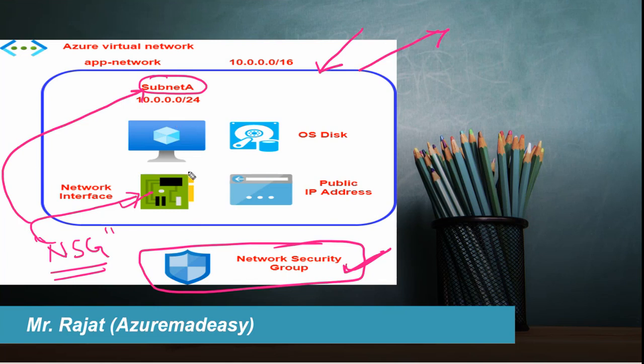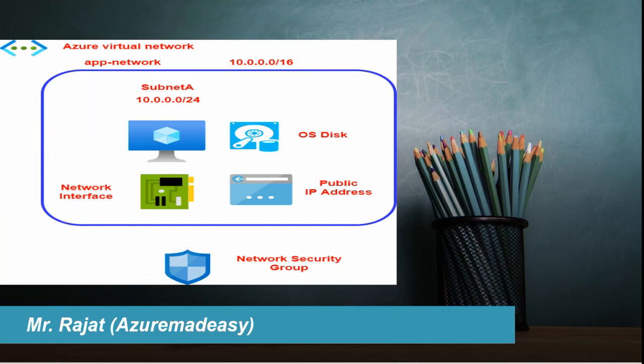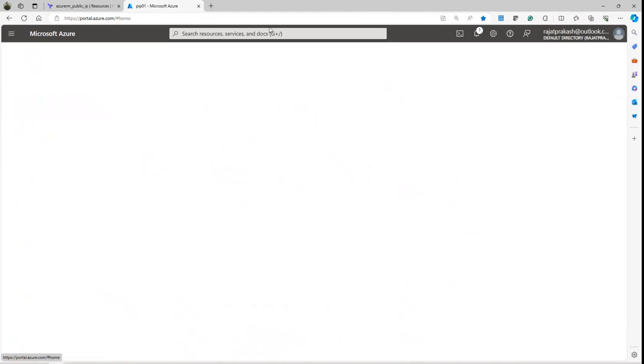In whole Azure, in Microsoft Azure, you can only assign this NSG to two resources. First is the network interface card, and second is on the subnet level. Okay, so those things are there. Now, let's see in the Azure portal how we can create it.